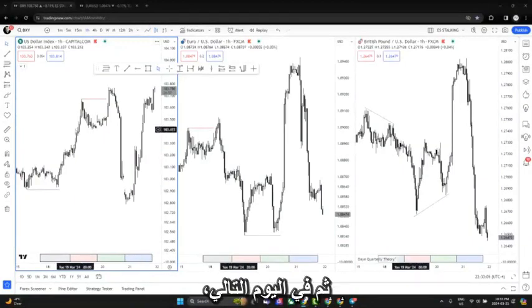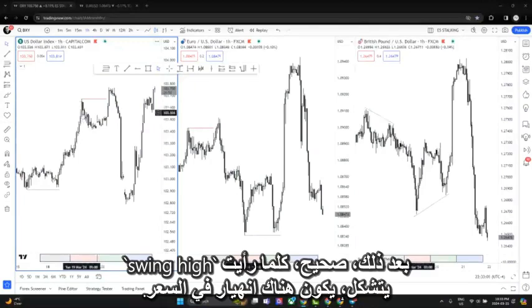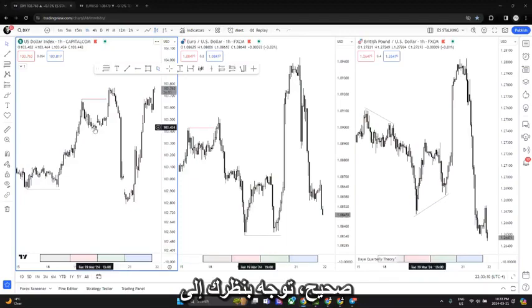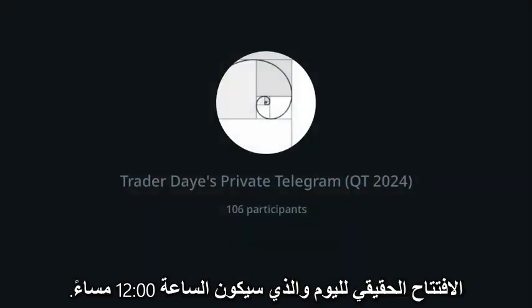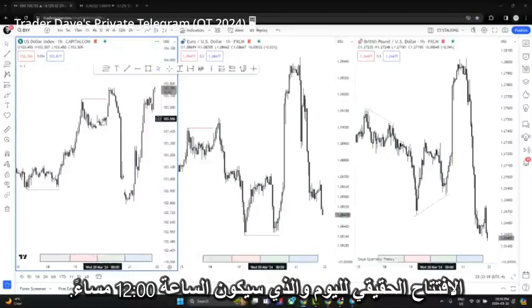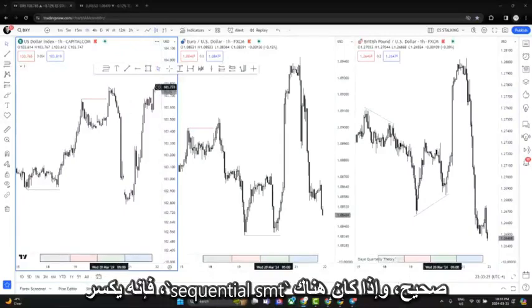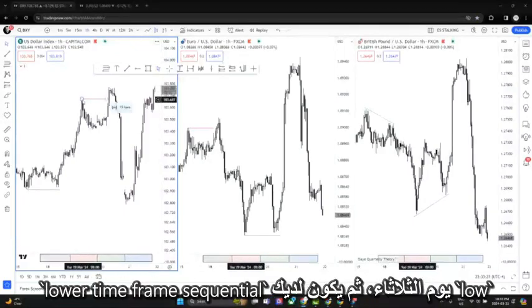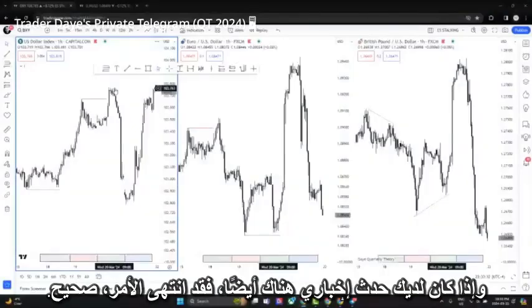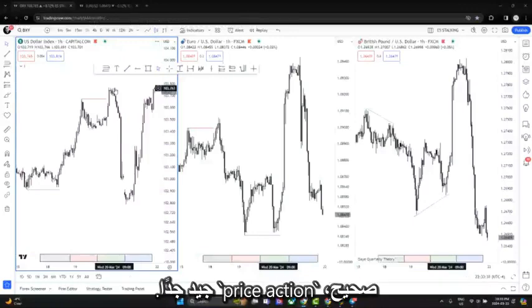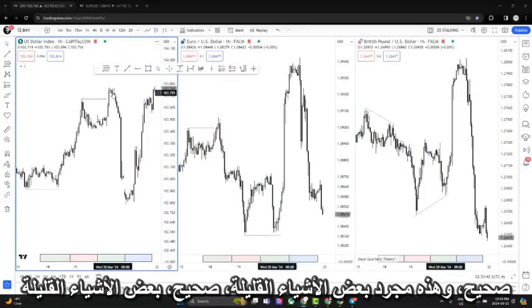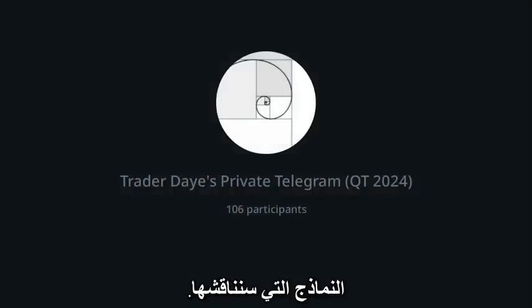And then the next day after that, whenever you see a swing high form, there's a breakdown in price, right? You take your eyes to the true open of the day, which would be 12 a.m., midnight. The price trades above that, right? And if there's sequential SMT, it takes out Tuesday's low, and then you have a lower time frame sequential SMT. And if you have a news event there as well, it's over, right? Very good price action model, right? And these are just some of the few models that we'll be discussing.